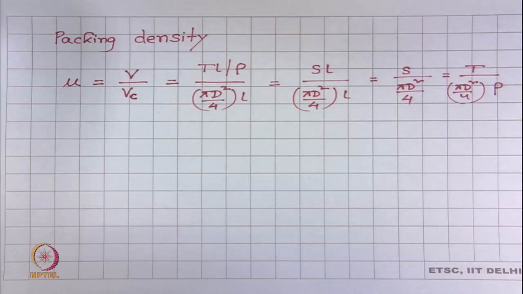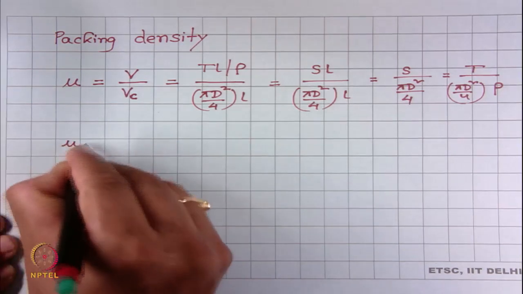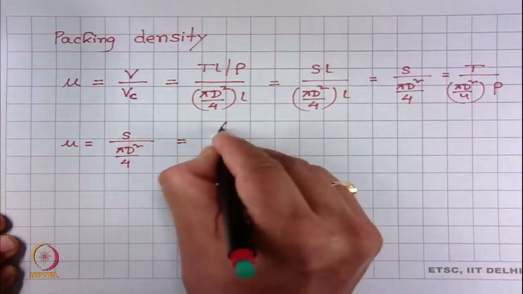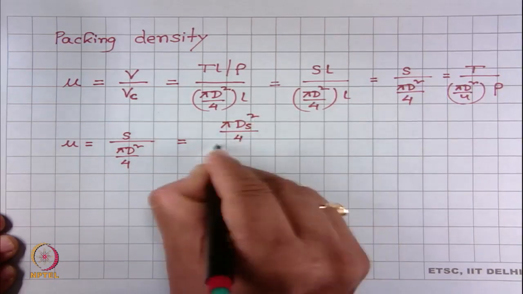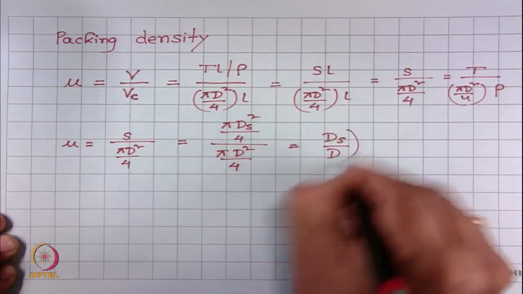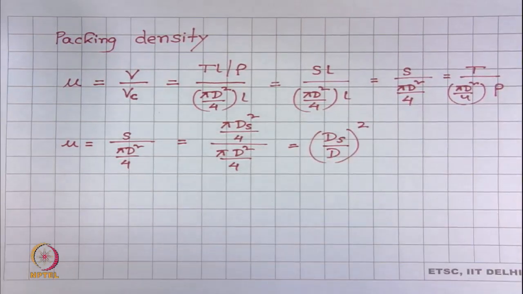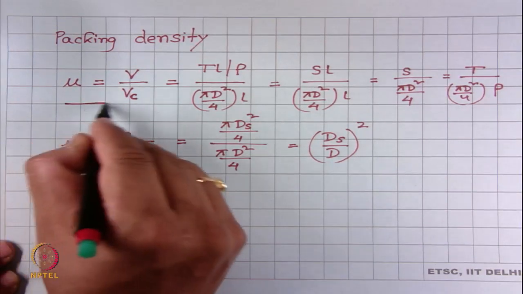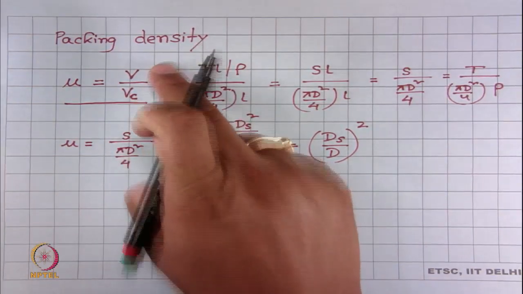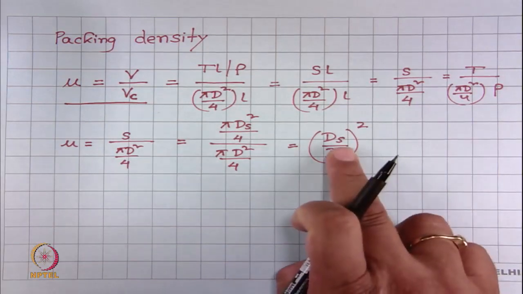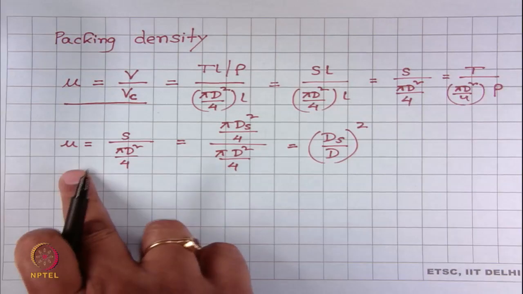So, mu is equal to S by pi d square. Further, we can write it as pi d S square by 4 by pi d square by 4. So, d S by d whole square. So, this is an expression for mu. Mu is defined by this expression: volume occupied by all fibers in the yarn divided by volume of the yarn. If we know this expression, d S and d, we will be able to find out what is mu.